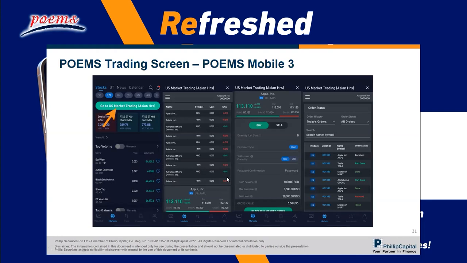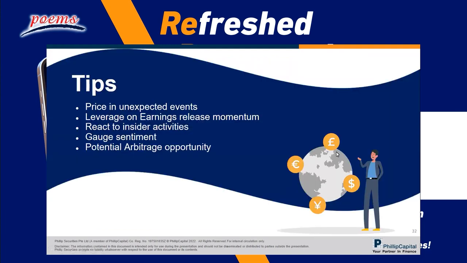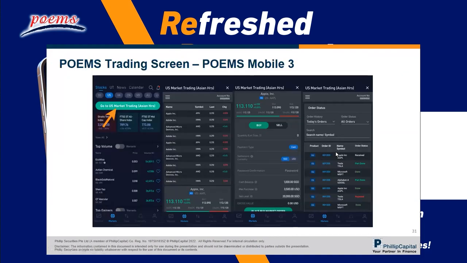So you can look for the counter. Maybe you are interested in trading Apple. You can look for Apple, and then you can click on buy and sell, where you can select your payment type as well as your settlement currency, which is all available at the market price only. You cannot queue at a certain price.